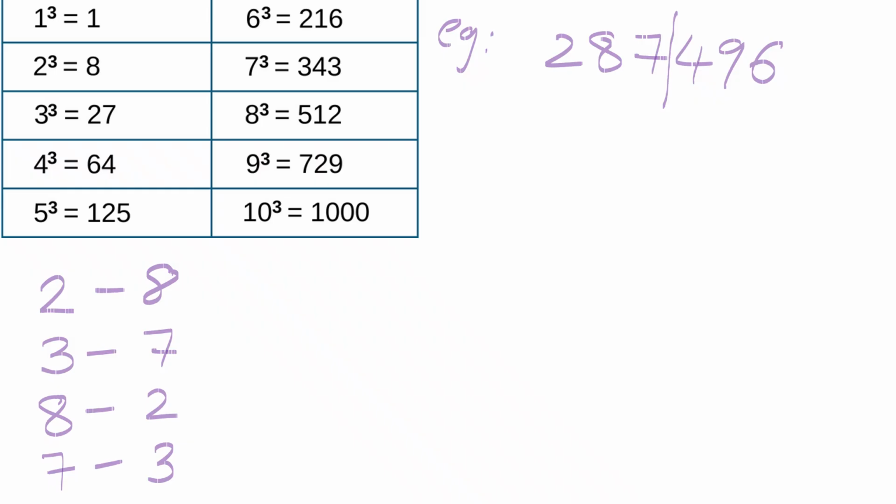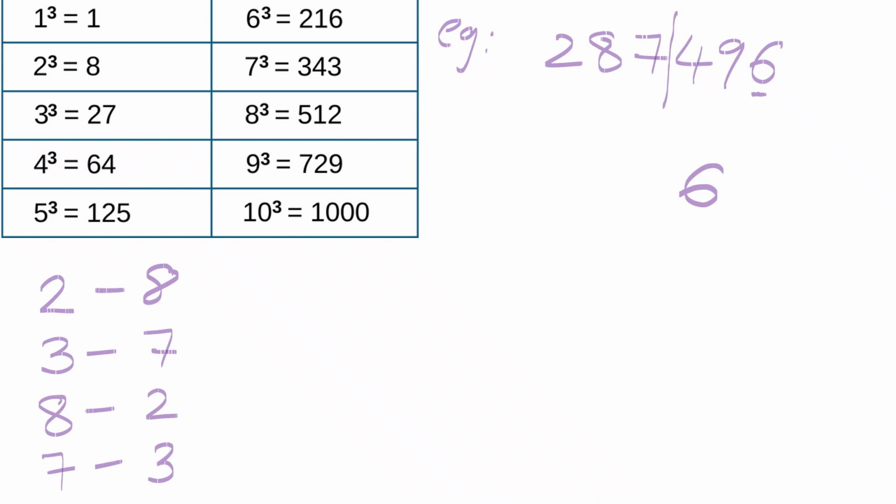Now if you see, I have put a slash before the last 3 digits. The last digit of this is 6, it is ending at 6. So I know for 6 it is 6. So I'll put 6 as my last digit. Now the second part, I'm having 287.